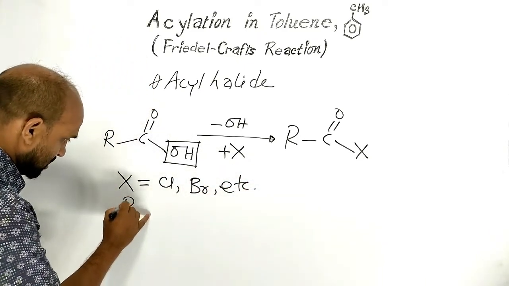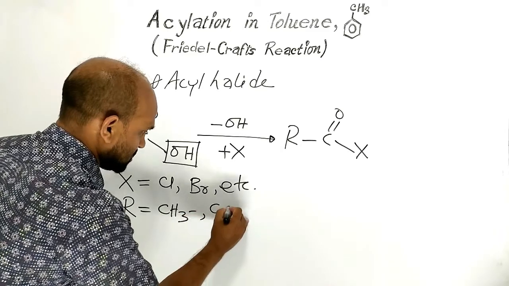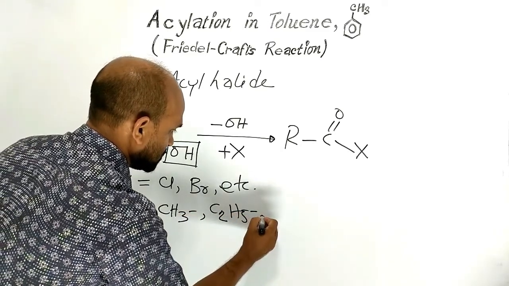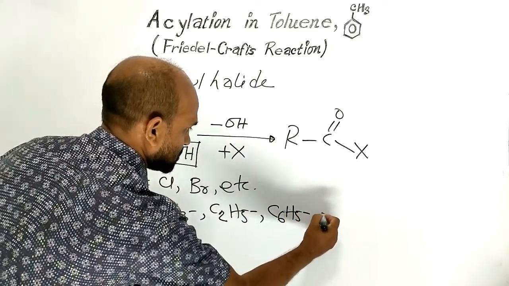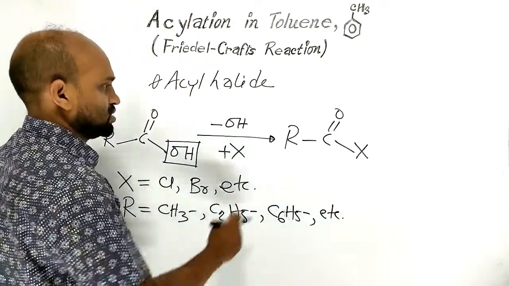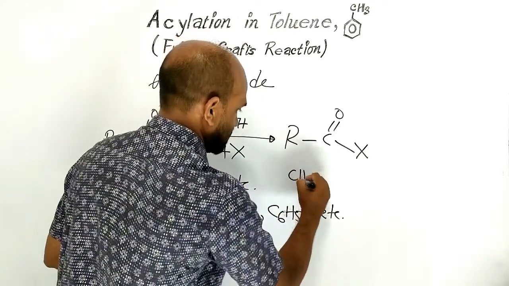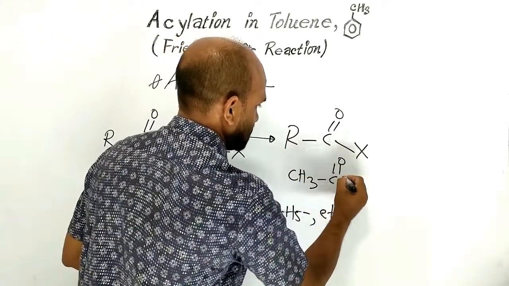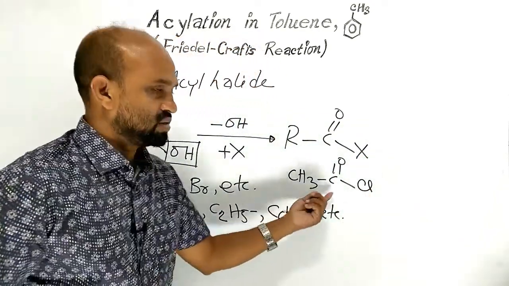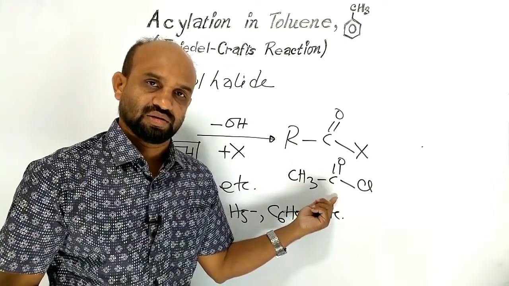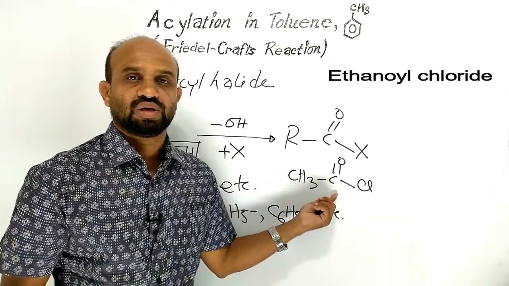And R may be methyl group, ethyl group, phenyl group, etc. Here, when R is methyl group, and X is chlorine, then this is a kind of acyl halide. Its name is ethanoyl chloride or acetyl chloride.